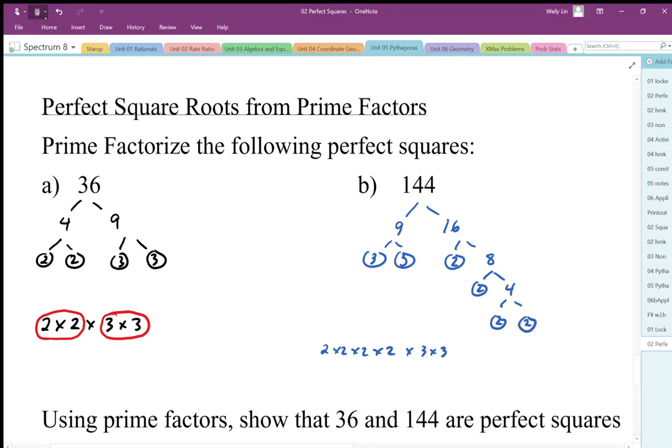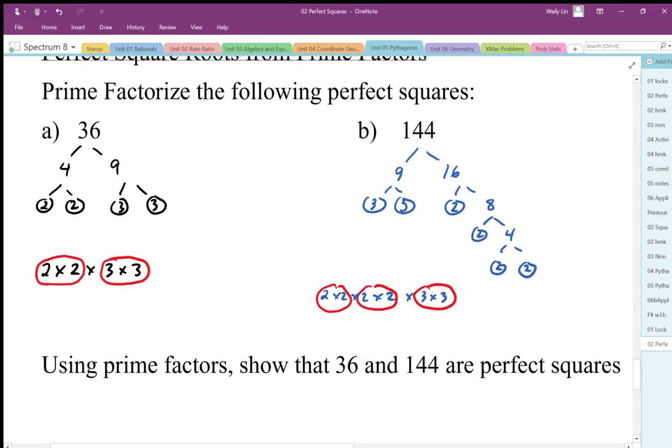And we can see that they are perfect squares. This is a perfect square number because we can group 2's into pairs, and we can group 3's into pairs, and there's no leftover factors. So any perfect square will follow this kind of property.